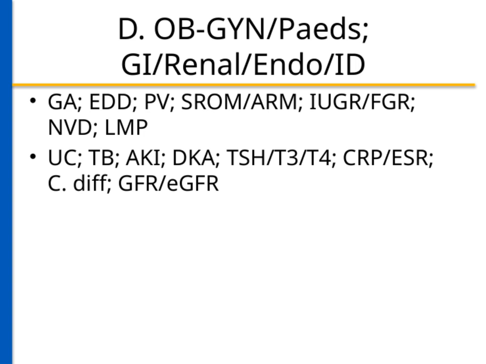AKI indicates acute kidney injury, a critical condition we need to recognize early. DKA, diabetic ketoacidosis, is a serious complication in diabetic patients. TSH, T3, and T4 are thyroid function tests, essential for evaluating thyroid health. CRP and ESR are markers of inflammation, helping us identify infectious or inflammatory processes. C. diff refers to Clostridioides difficile infection, which can cause significant gastrointestinal issues. We also look at GFR and eGFR to assess kidney function, especially in patients with renal concerns.